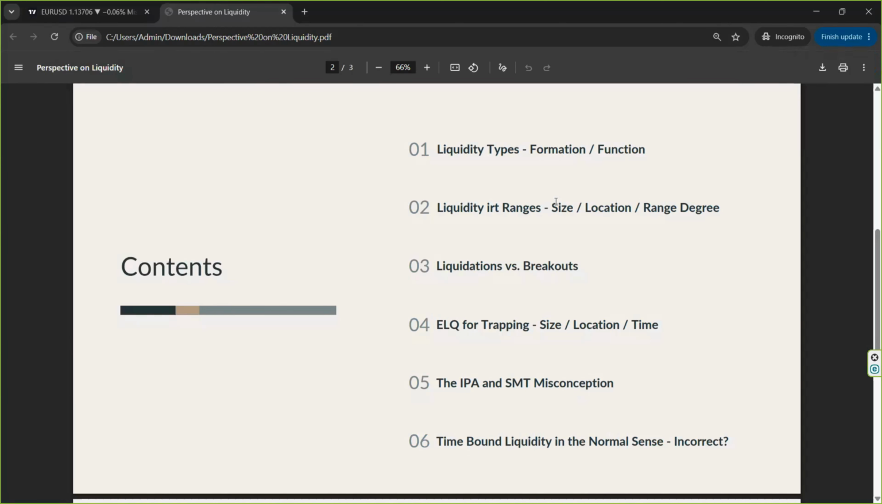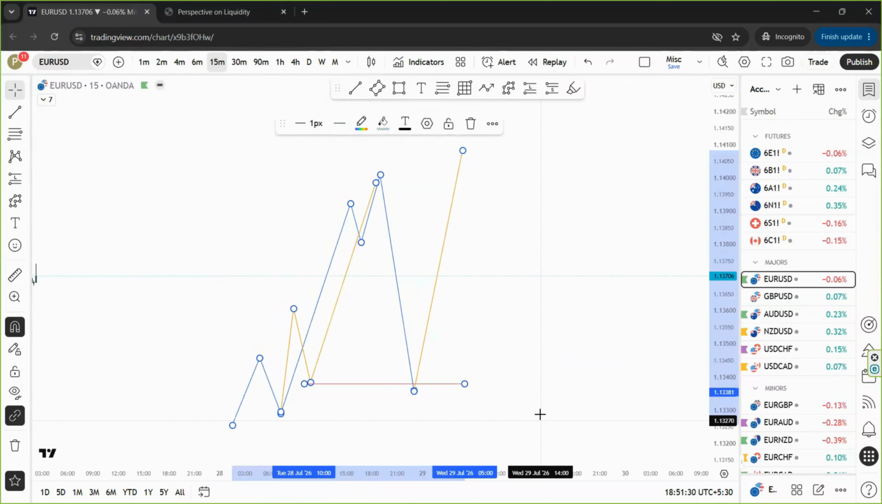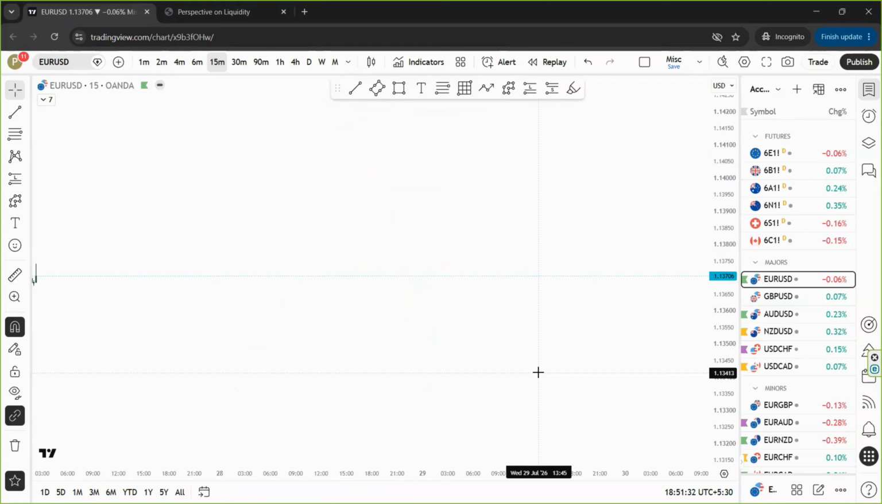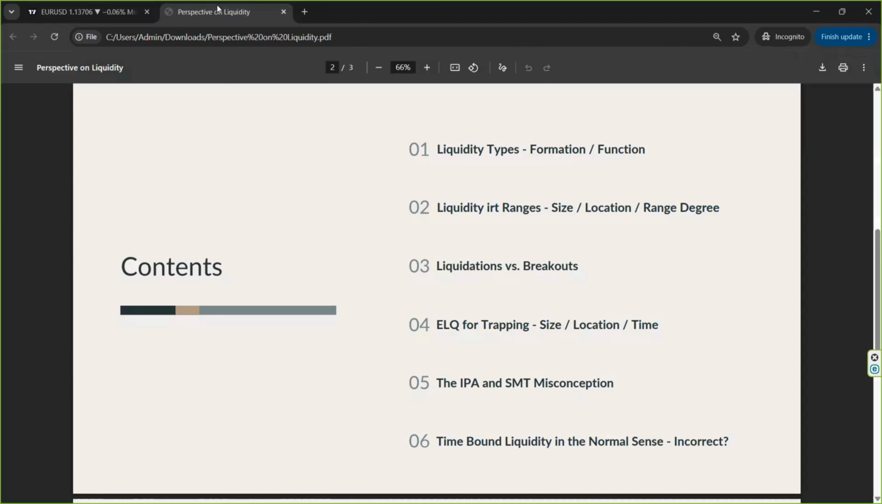So you can use these three factors and add in what we discussed here to identify what is the true liquidity and what is the actual liquidity which will be used for order pairing within a range. And then we'll be talking about trapping. And here again, we'll be using the factors of size, location, and time. The same as what we discussed here.